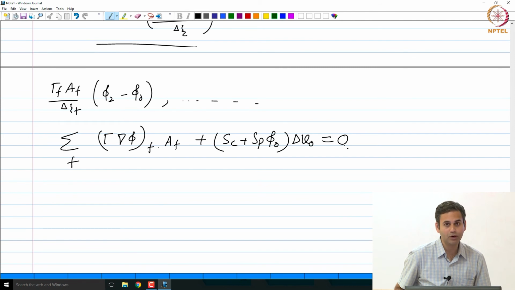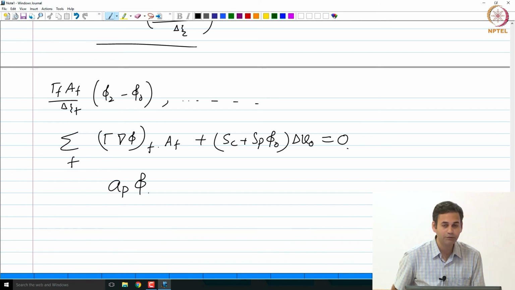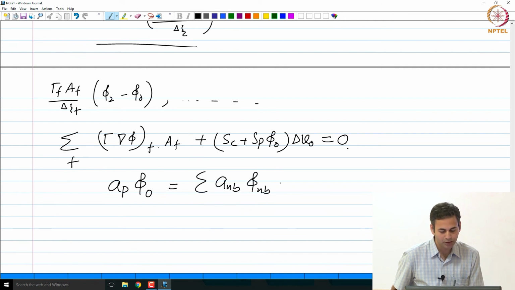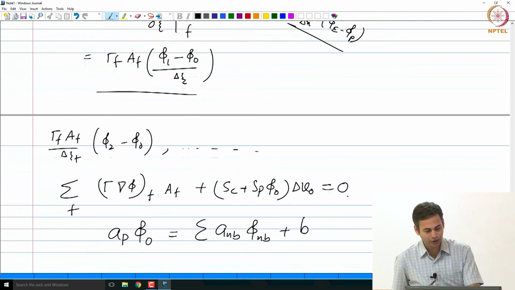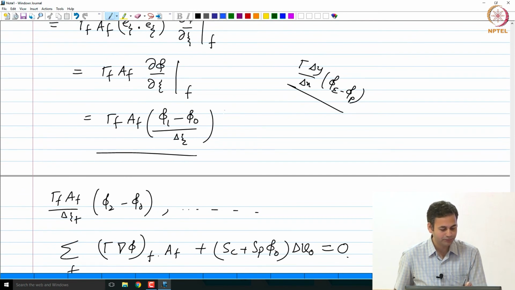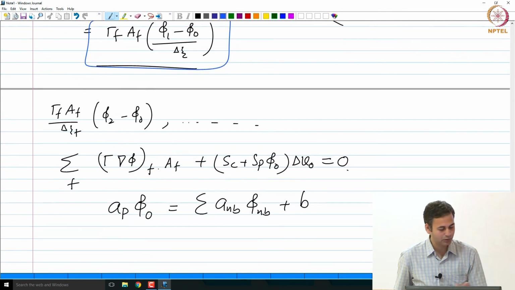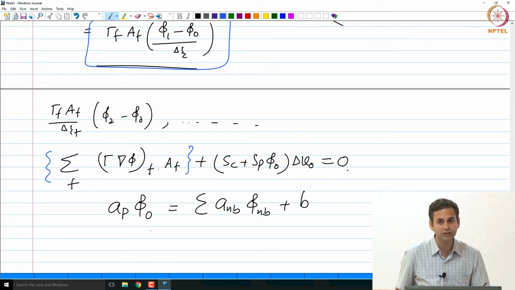We will of course want to write our equation in the standard form. What is our standard form? AP phi p, in this context phi 0, equals sigma A nb phi nb plus B, right. This is our standard form. So, what I am asking you is basically to substitute gamma grad phi from here for each and every cell into this term, right, and then rearrange it this way.